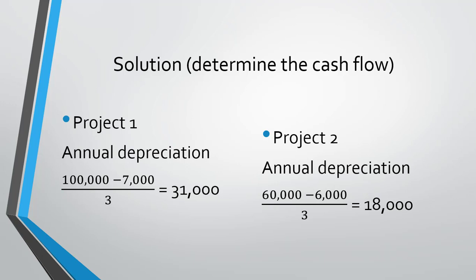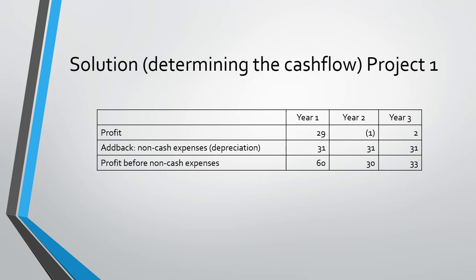It's important for us to calculate this because we need to determine the cash flow. As we know, accounting profit considers non-cash expenses, so we need to cancel out those non-cash expenses. Let's see the first solution here. For project 1, we determine that the cash flow will be like this. We have the profit, add back the non-cash expenses, which is the depreciation. You have profit before non-cash expenses, which is the cash flow, 60,000 pounds.